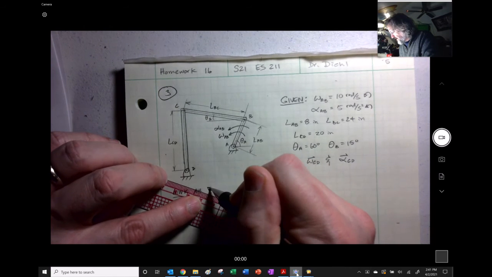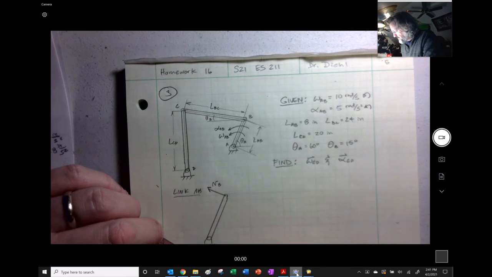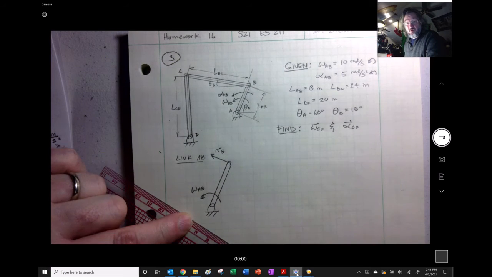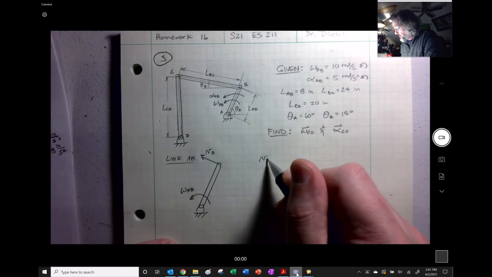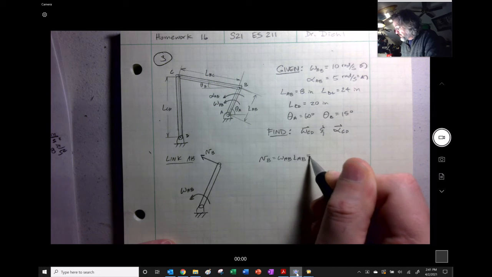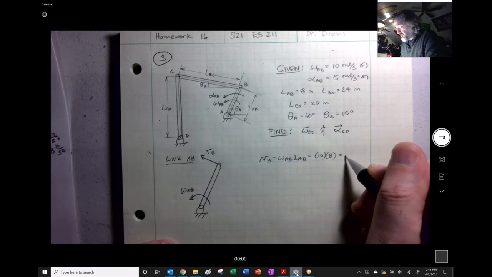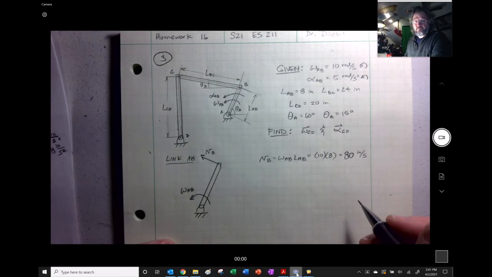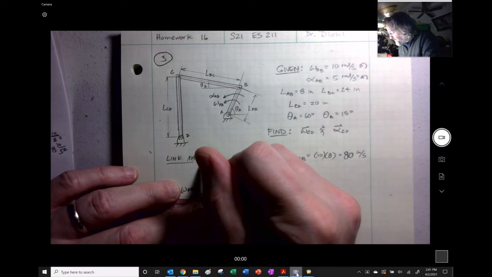So we're going to have a velocity coming right here, velocity of B, given that omega AB is going in that direction. So we'll find the velocity of B is omega AB times LAB, or 10 times 8 inches, so 80 inches per second. And let's take a look right there. That's going to be our 30 degrees.